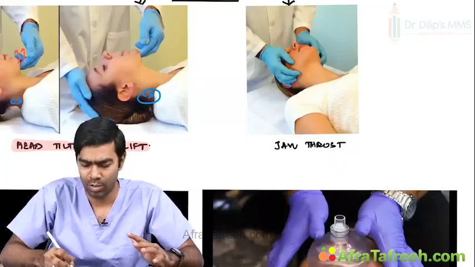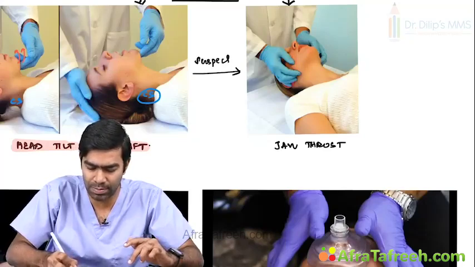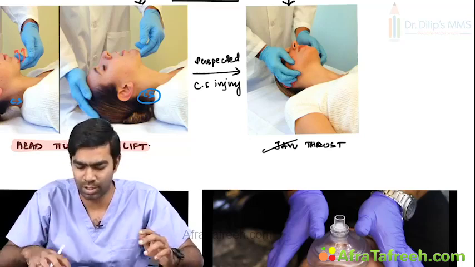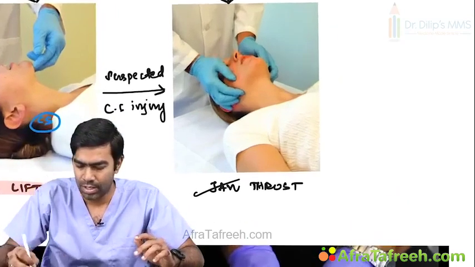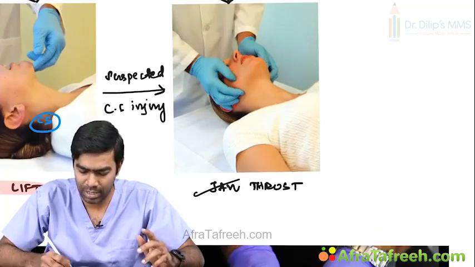So let us move on to the jaw thrust maneuver. The jaw thrust maneuver is specifically designed for patients who have a suspected cervical spine injury. If you think this patient probably has a C-spine injury, go for the jaw thrust maneuver, which opens up the airways. It is again a bimanual technique where the examiner keeps the thumb on the face, especially on the zygomatic arch or near the maxilla next to the nose.